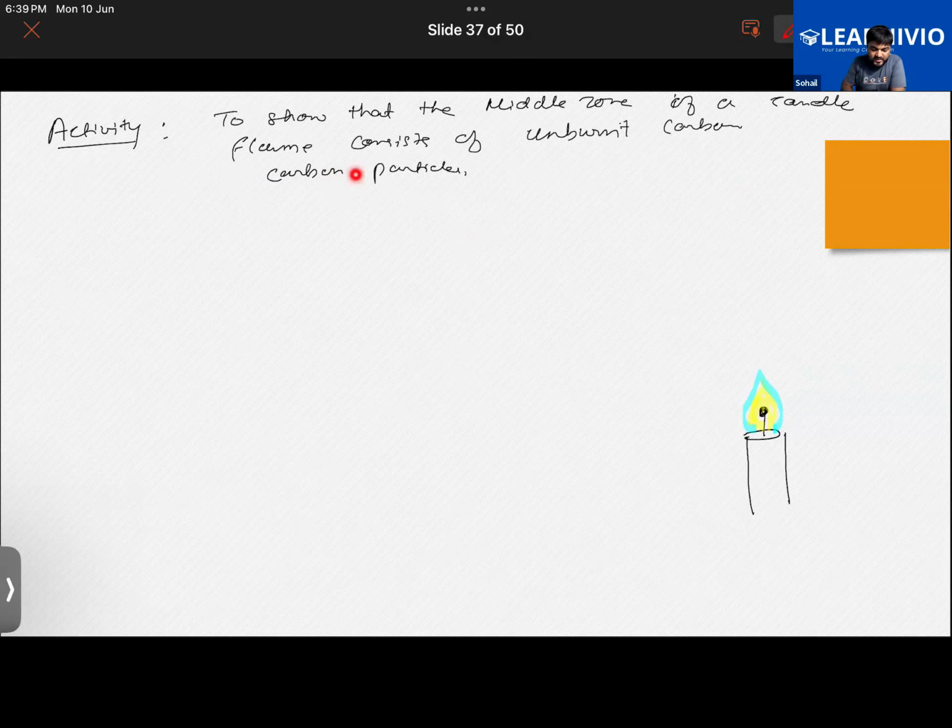So we are trying to prove that the middle zone of this candle flame, the yellow flame, consists of unburned carbon particles. How can you prove this? The simple thing is that you light a candle. Now take a clean glass plate like this and hold it above the flame. It won't be safe to hold it with your hand, so you can hold it with a pair of tongs. Tongs are a tool like this.